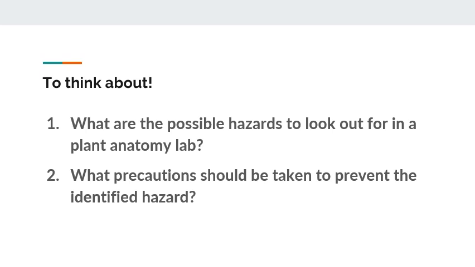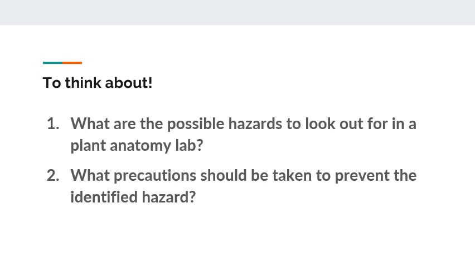Now, we have just gone through some of the instruments, materials, and tools that one may find in a plant anatomy and physiology lab. With these tools, materials, and instruments in mind, what do you think are the possible hazards that a person should look out for when they work in the plant anatomy lab? And if we identify these hazards, what do you think are the precautions that a person should take to prevent the identified hazard? These are the two questions I'd like you to think about.